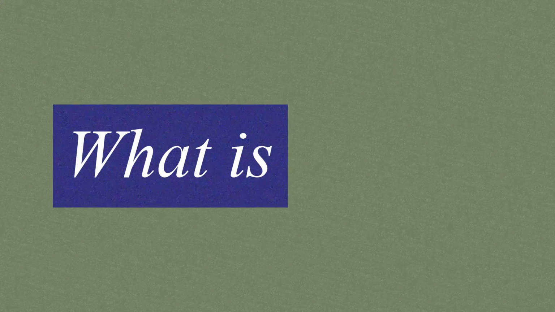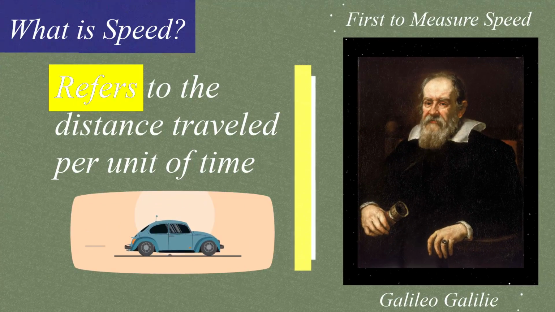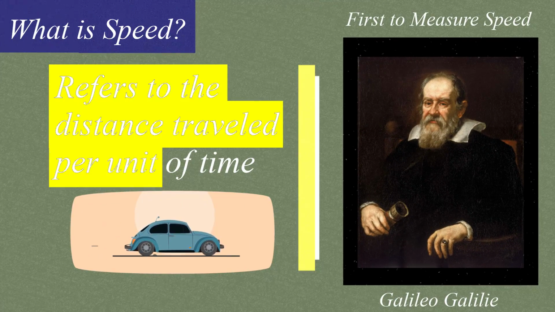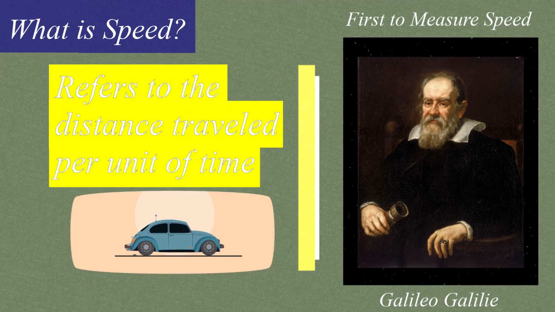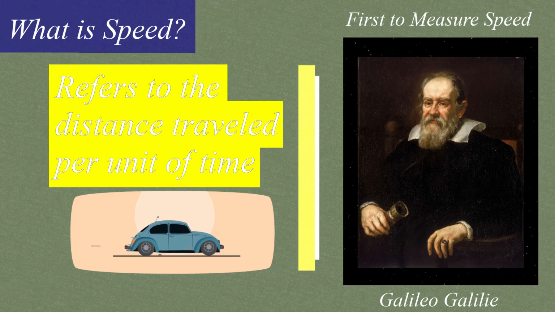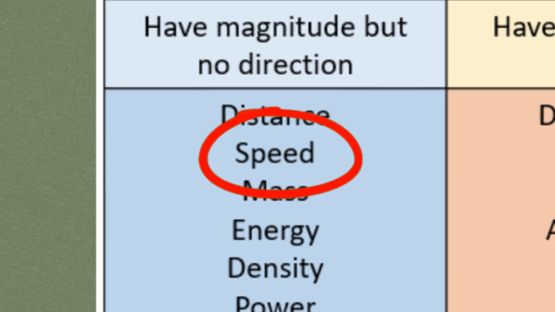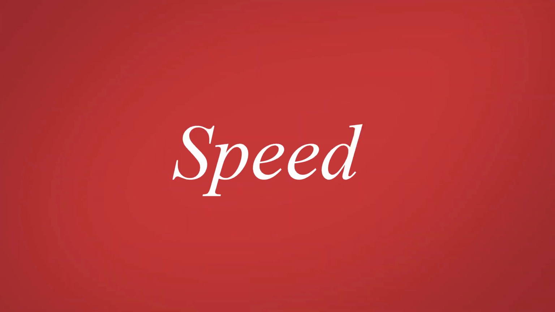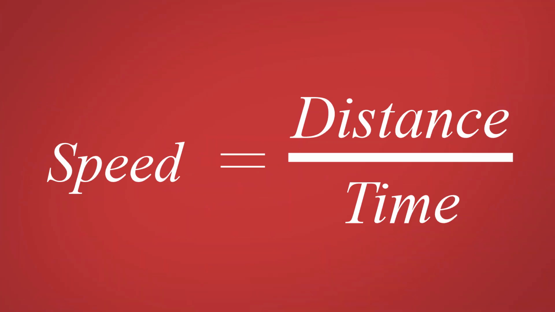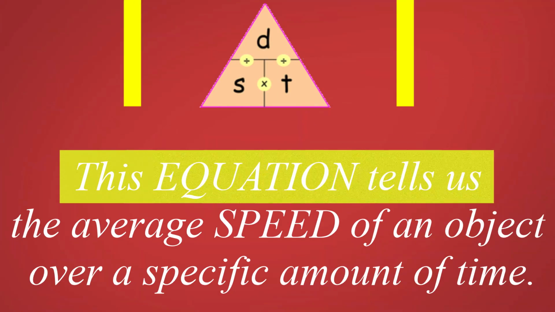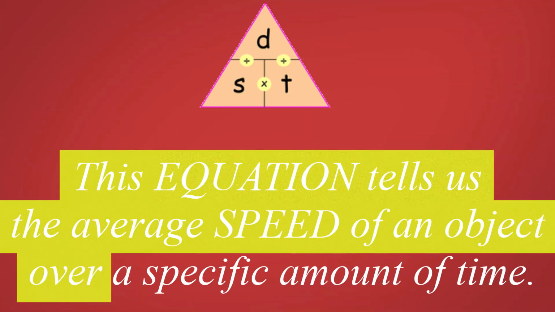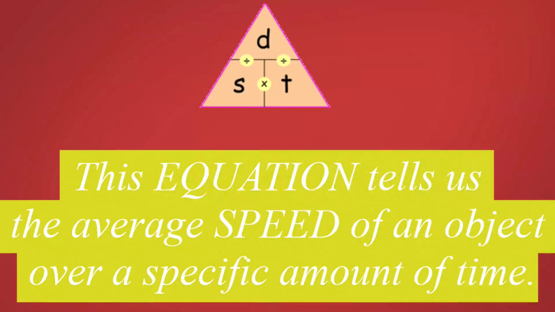Now, what is speed? Speed refers to the distance traveled per unit of time. It basically refers to how fast an object is moving. It is also a scalar quantity. The formula for speed is distance over time. This equation tells us the average speed of an object over a specific amount of time.